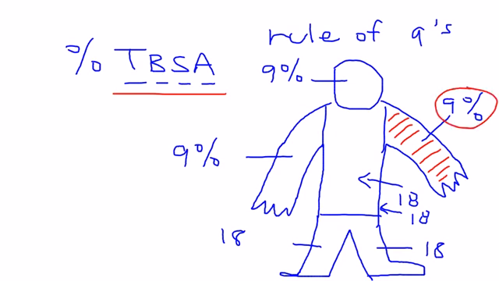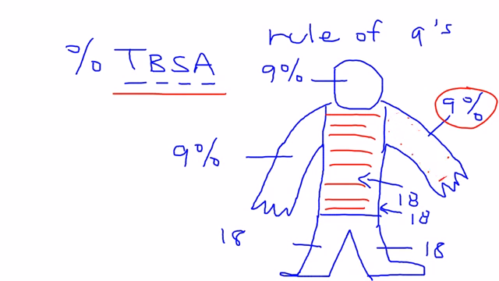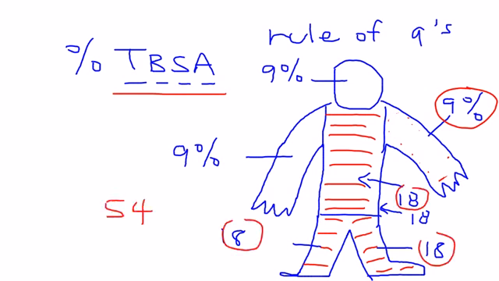Now let's say somebody came in and their entire front part of their body is burned, including their legs. So all the way down here. Well, it would be 18 plus 18 plus 18, which is 54%. And then there's one final part, and that's the genital area. And the genital area is given a 1%. So when you total this all up, it totals 100%. So that's the rule of nines.